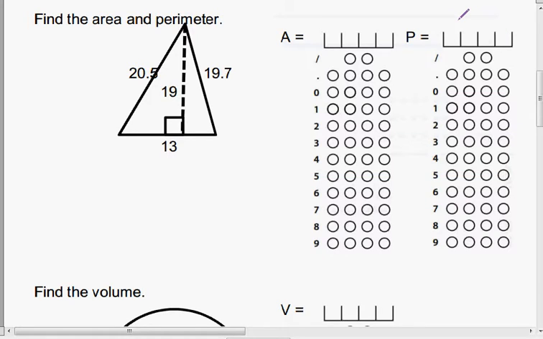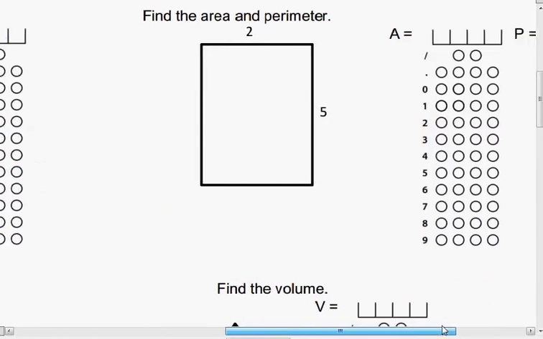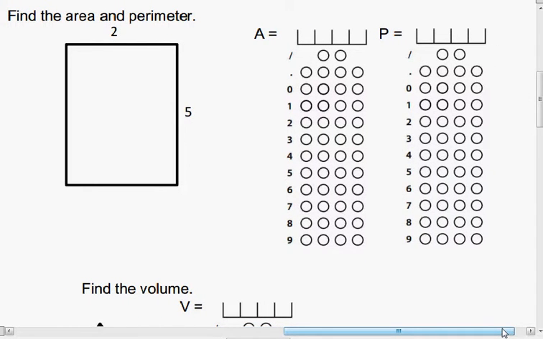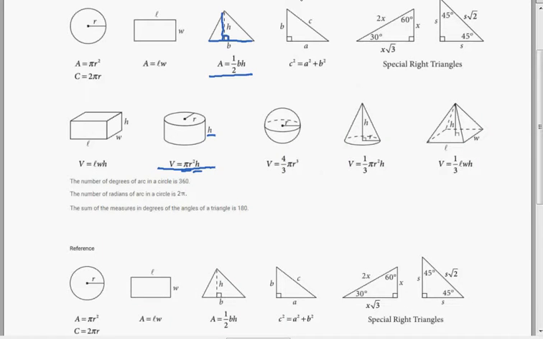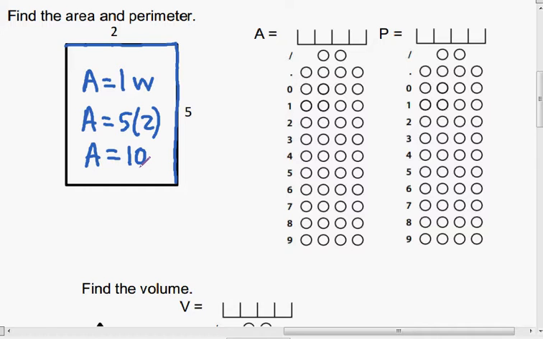Okay. Now that we've done the triangle, let's take a look at the area and the perimeter of the rectangle. Pretty straightforward. I go straight to my reference sheet, area of a rectangle, length times width. Length is usually the longer side, 5 times 2. Width is usually the shorter side. I'm not even going to do that one on the calculator. Area equals 10.